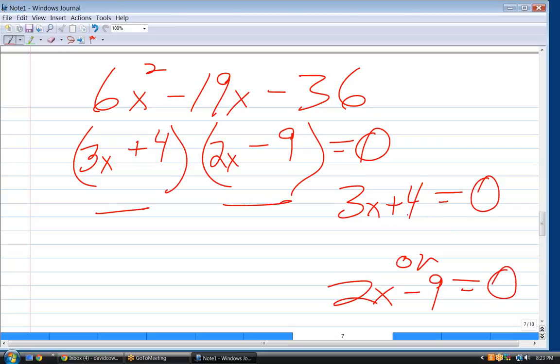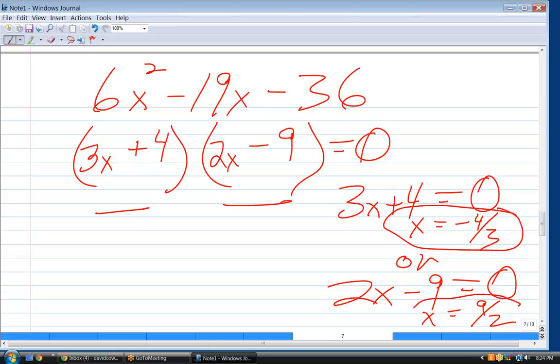Solve each equation individually. This becomes x equals minus 4/3. Notice it's a fraction. And this becomes x equals 9/2. That's a fraction. So here's our solutions. So just having fractional solutions doesn't mean that it wasn't factorable. This one was factorable, and we still got fractional solutions.